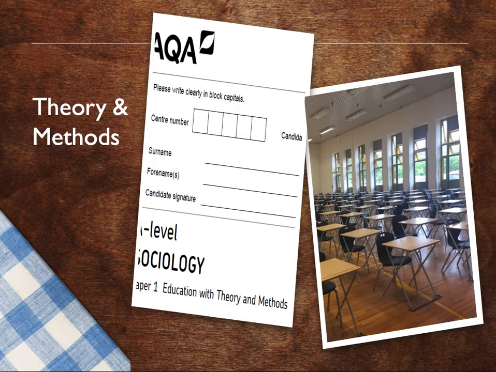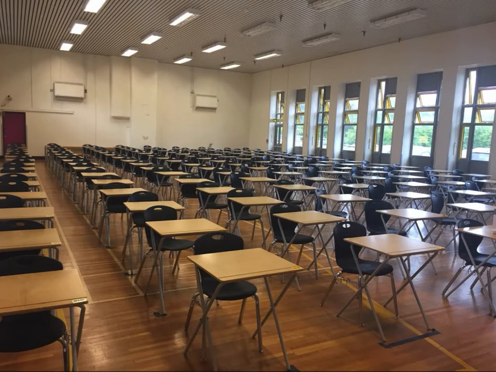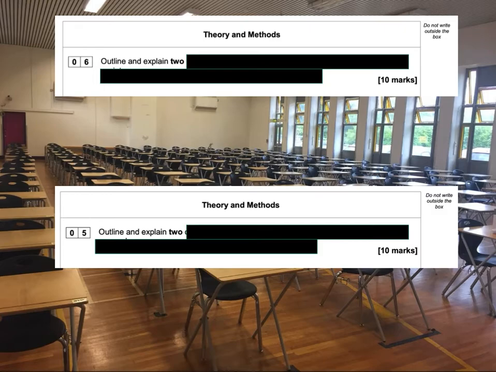To recap, theory and methods is directly assessed on 2 of your 3 exams in A-level sociology. Theory and methods specification is examined as a 10-mark question on paper 1 and again on paper 3 as a 10-mark question that takes exactly the same form as it has done on paper 1, and also as a 20-mark question. That means that theory and methods accounts for 30 of the 80 marks available on A-level sociology paper 3. In the exam, therefore, the command words for question 6 on paper 1 and question 5 on paper 3, as you can see here, are exactly the same.